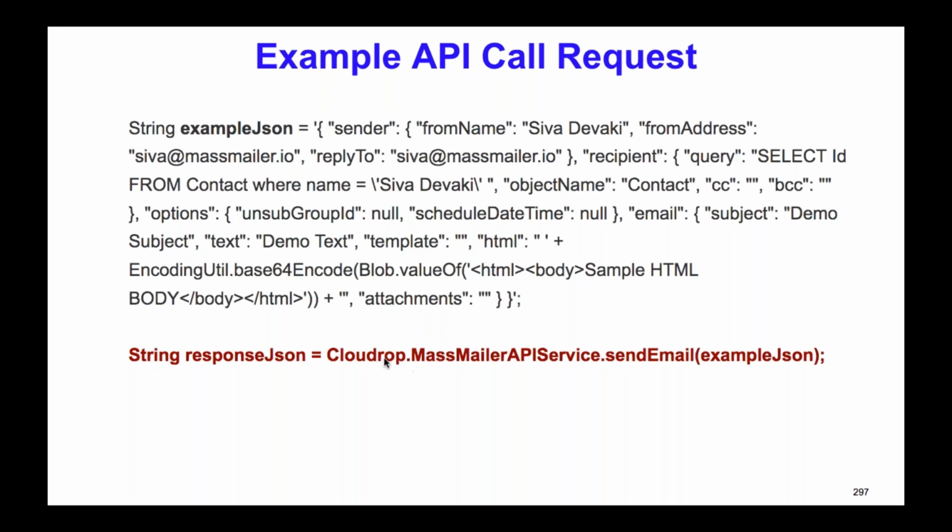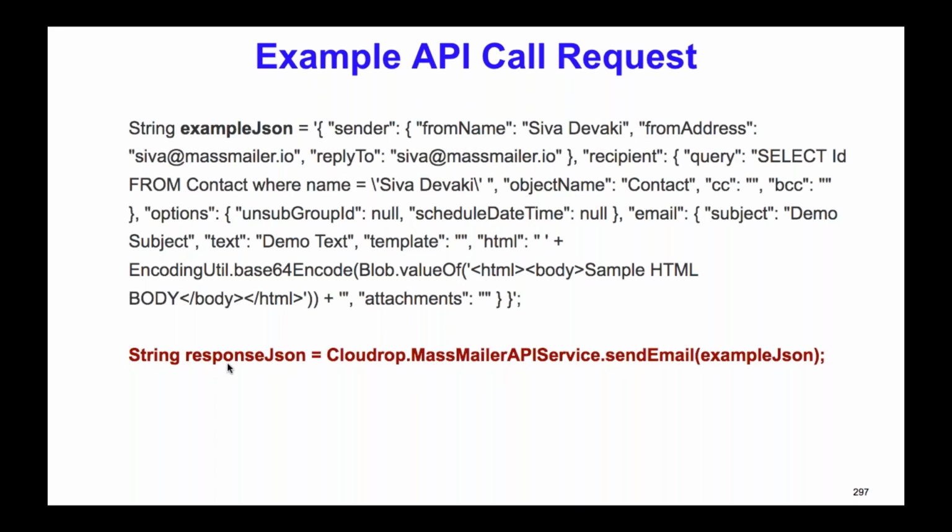Cloud Drop is the namespace for our app, and then MassMailer API service. The send email is the method. It's just one line of code. All you're doing is just one line of code to send emails.